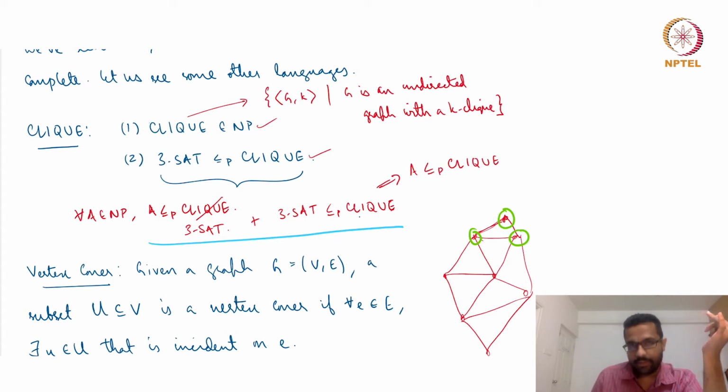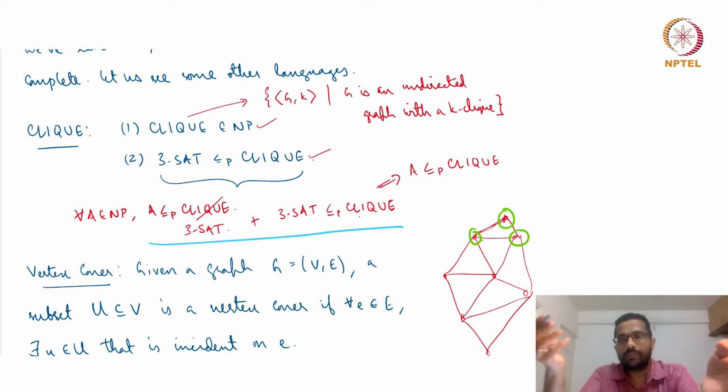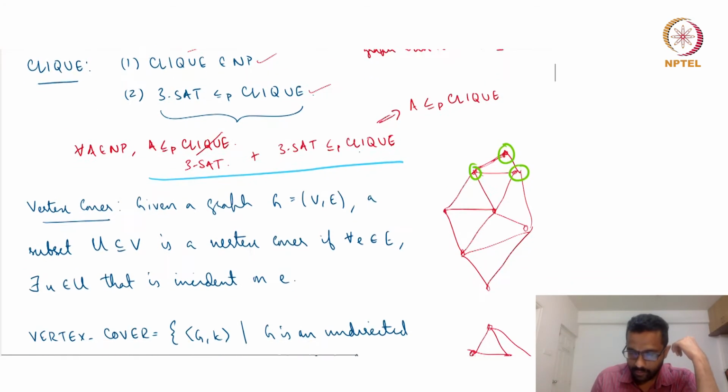So instead of 3 SAT, we could do this with any other NP complete language, right? In this case, 3 SAT is one of the languages that we know is NP complete, so we use 3 SAT. But now that we have established that clique is NP complete, next time I could reduce clique to some other language to show that that language is NP complete, right? So we could build up a set of NP complete languages and then reduce from any one of them to show that a language is NP complete.